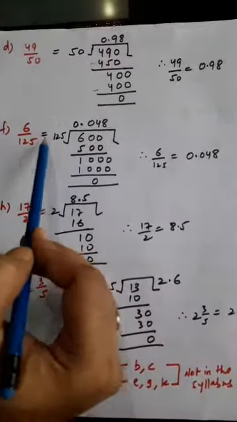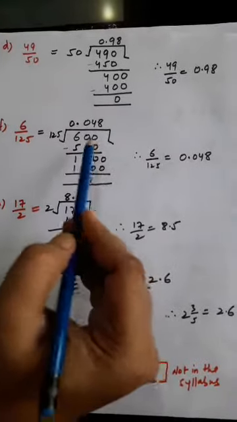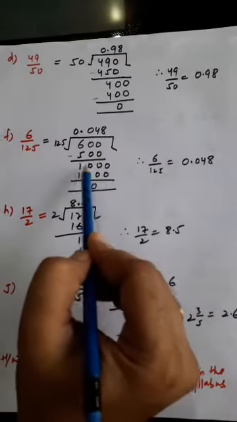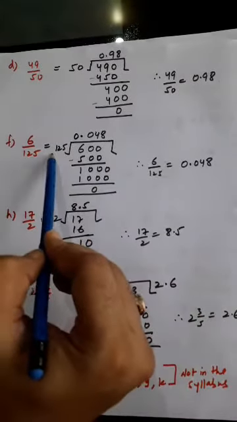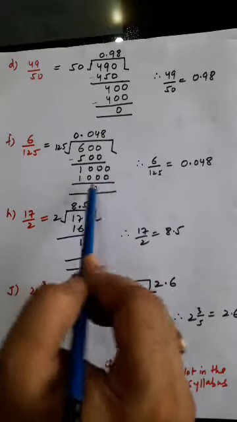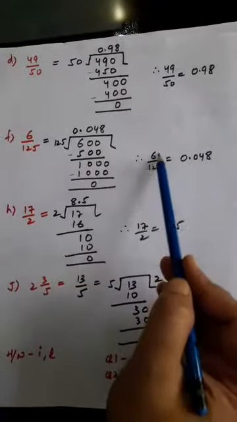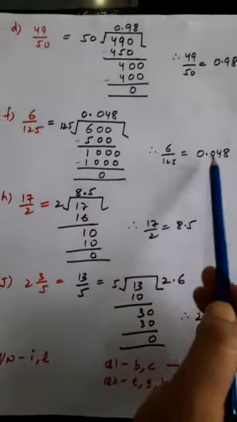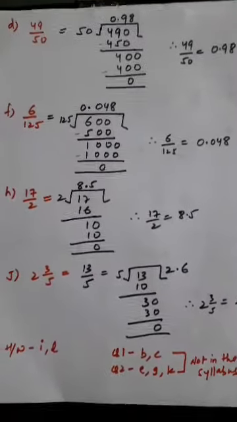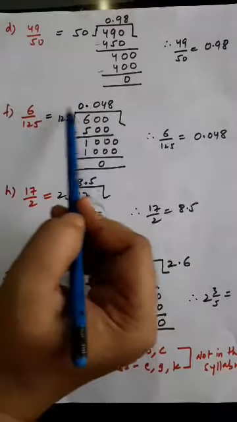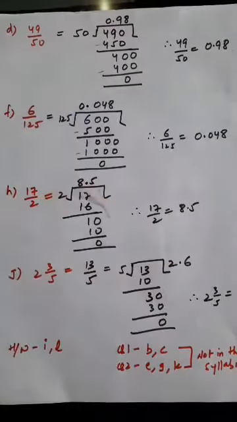Okay. So 125 fours are 500. Now when you subtract these, you got 100 as remainder here. Now you put a 0 here, and 125 eights are 1000. So 1000 minus 1000 is 0. Okay students, therefore 6 upon 125 is equal to 0.048. Students, you can put a 0 before the decimal point, okay, in the quotient.